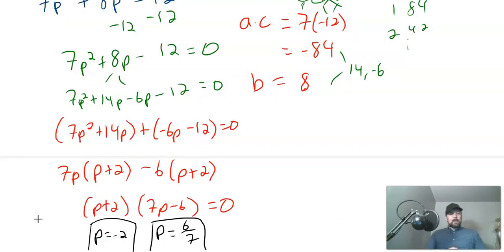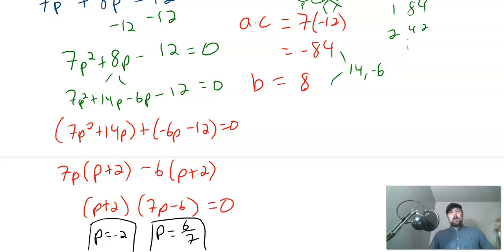Okay, I kind of had to laugh at myself there because I was talking too much for my own liking, but then my mind cut me off. So I hit the pause recording button before I finished talking there. So I apologize for that. But there are the solutions you should come up with: P equals negative 2 and P equals positive 6 over 7 when you finish factoring it and solving it for P.